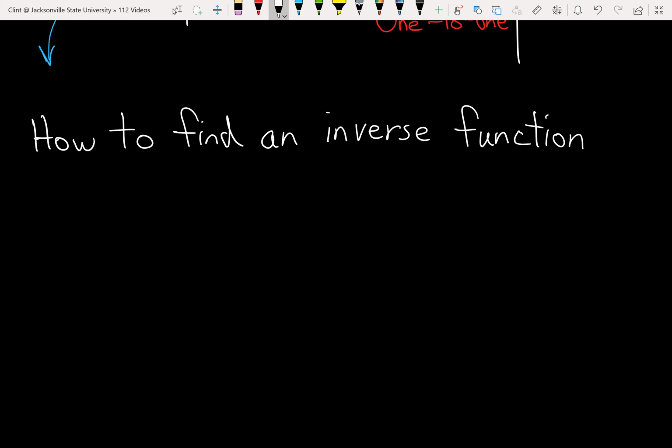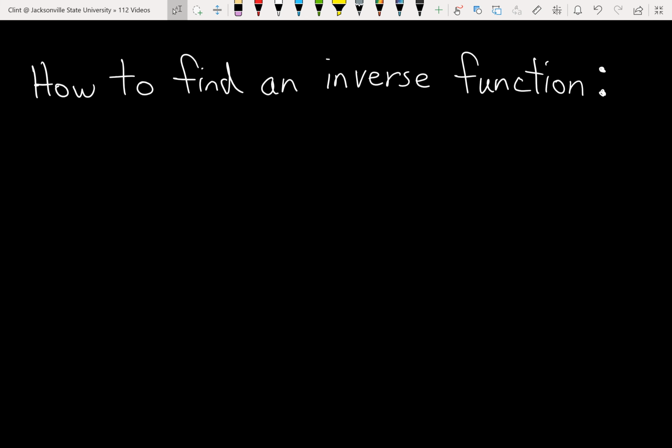Okay. So I'm going to give you some steps here, okay? And if you do it this methodical way, it helps keep it from being so confusing. Okay, so you're going to be given f of x equals something.